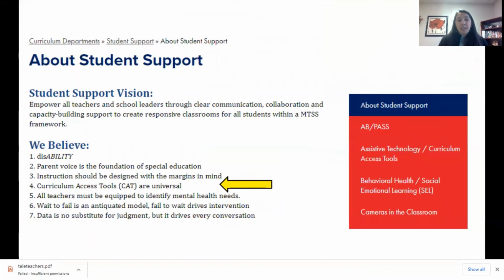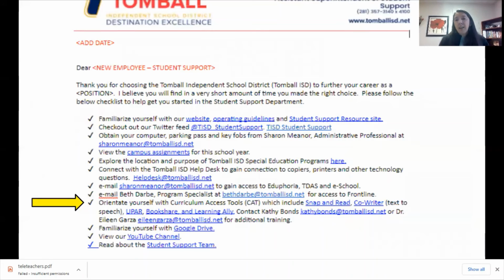Additionally, one of the things that we did was we as a student support department developed a vision and beliefs, and as part of our beliefs we made it very clear that curriculum access tools are universal. We want them to be available for anyone who needs them, and they're out there in the world. Additionally, anytime we hired new staff, we wanted to make sure that that was one of the things that was very important for them to know right off the bat. Hey, orient yourself with the curriculum access tools that we use in Tomball ISD. Snap and Read, Co-Writer, and I'm going to get to Bookshare and Learning Ally in a little bit.